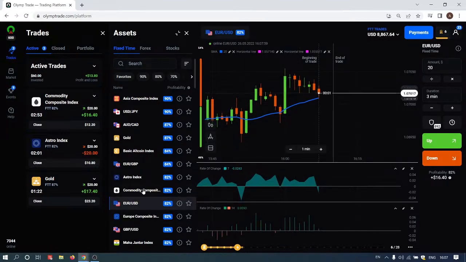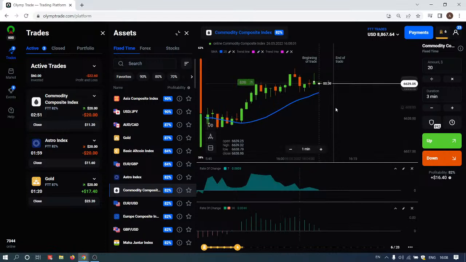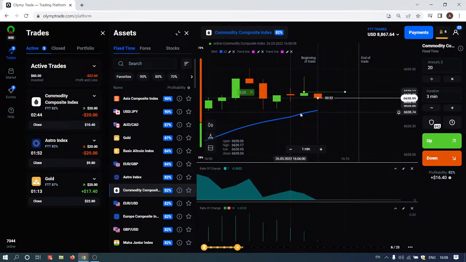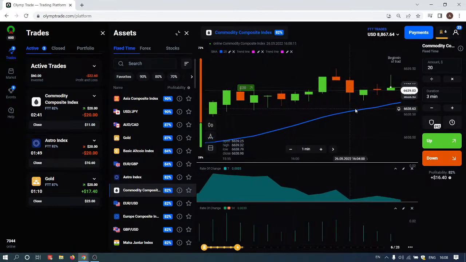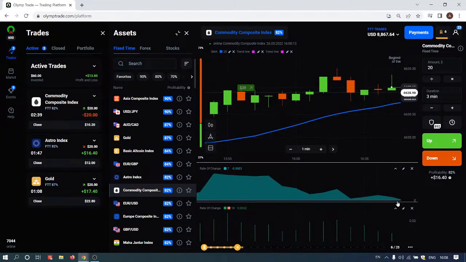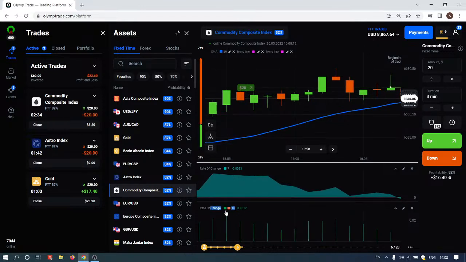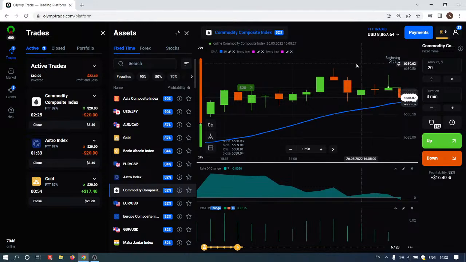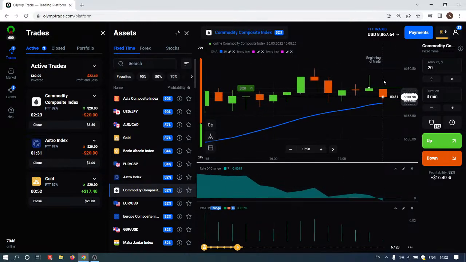My next trade was on the commodity composite index. I think it should be available for all our traders. Once again, the setup was this: the 7 ROC above the midline, the slow one also above the midline, and the candlestick, the price, was above the 20 SMA at the moment of opening this trade. So that gives me the right to open a trade in the upwards direction.